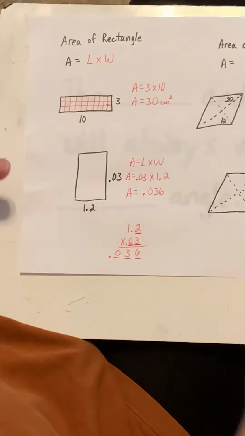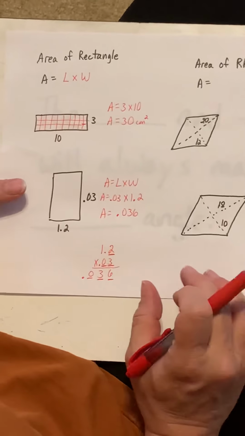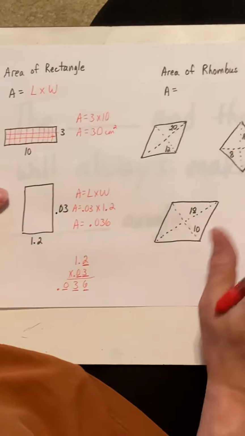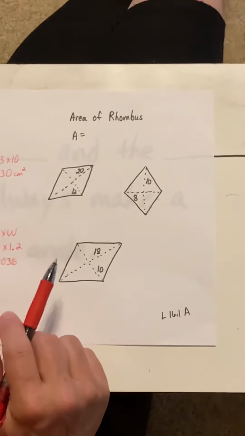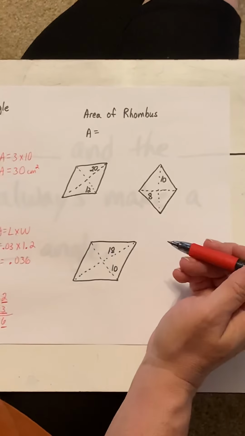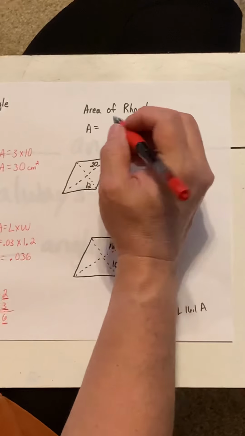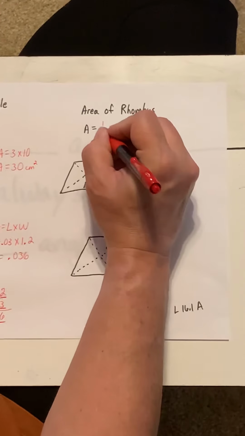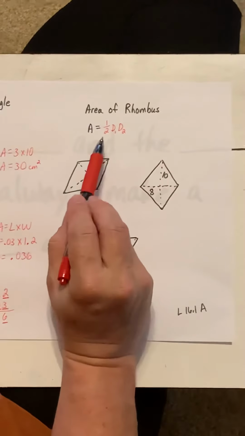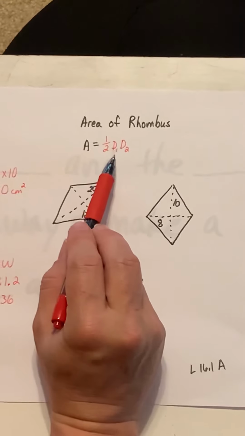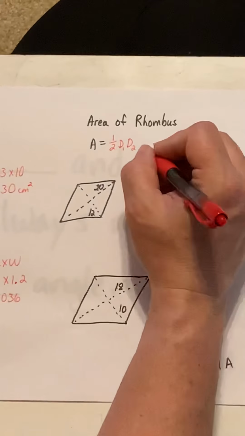Now, that's area of a rectangle. That should be something y'all are pretty familiar with. A new one up here is called area of a rhombus. So these are rhombuses. They are like a square that's been pushed over to the side. And on your star card, it'll have this formula. 1/2 diagonal 1 times diagonal 2.